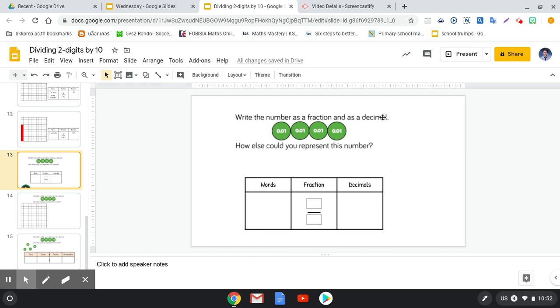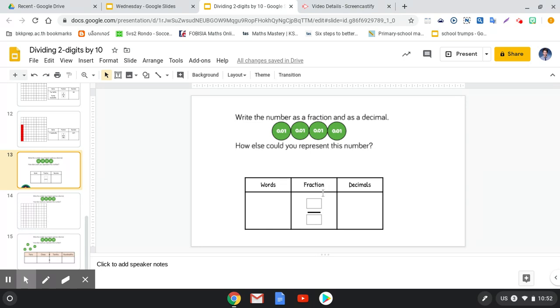Okay, so what I'm going to do is write this number as a fraction and a decimal. So you can see there are 4 place value counters there. Each one is a 100th. It's a 0.01. So how can I write this as a number? So write this number as a fraction and a decimal.